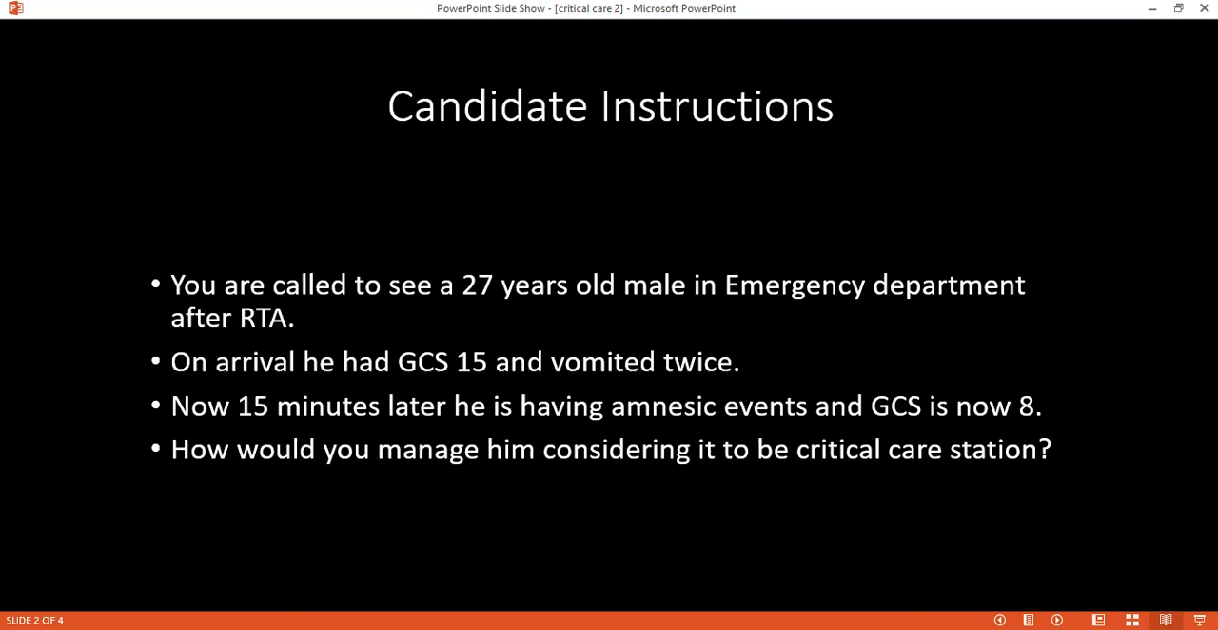Can you please tell me how would you define the Monro-Kellie hypothesis? It describes that the skull is a rigid structure containing three components. These are brain, which occupies about 80%, CSF 10%, and blood 10%.